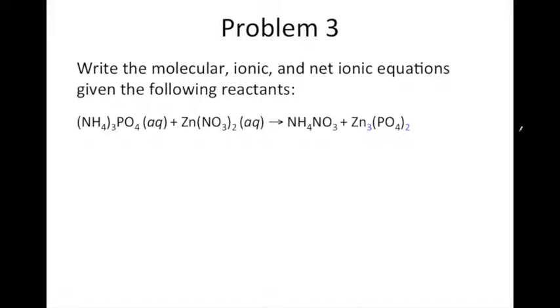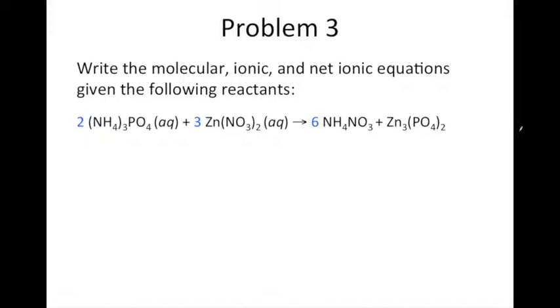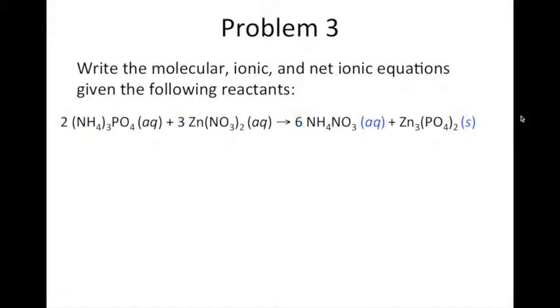Now we can balance the equation using our coefficients. You can see we have those here. Again, if I'm going too fast, pause the video and be sure you can see this for yourself. And finally, we need to write the correct phases. Our solubility tells us that ammonium nitrate is soluble and zinc phosphate is an insoluble precipitate.